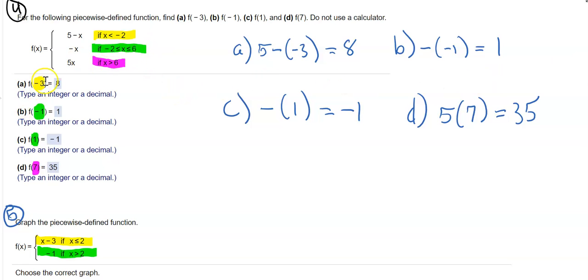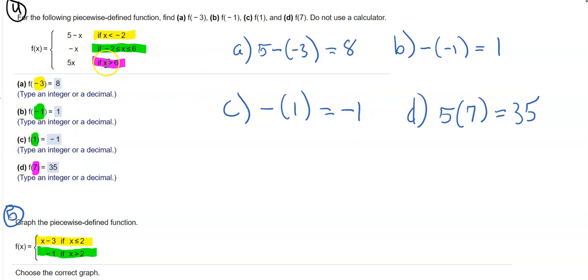So we have to find out what x value is allowed in each piece. So I look at -3. -3 is less than that, so I plug that in. I get 8. -1 is in between -2 and 6. Therefore, I plug that in, and I get +1. I'm looking where I put 1. It is also in between here. I plug that in. I get -1.